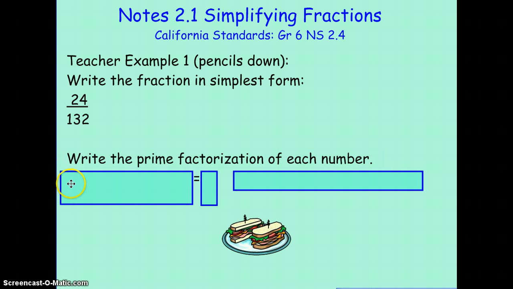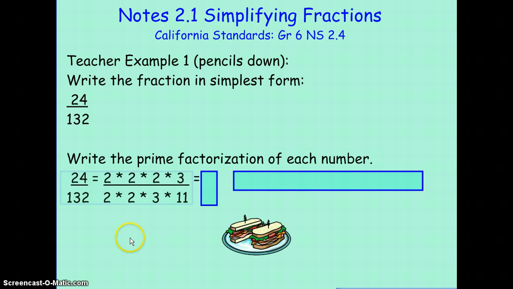So what we're going to do is write each number out in primes. If I were to break down 24, I could say, well, 24 is made of 6 and 4. And then break down 6. 6 is made up of 2 and 3. And 4 is made up of 2 and 2. I'll do the same thing with 132.